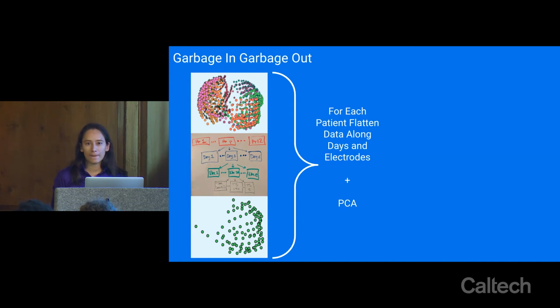Anybody else? Does the question setup make sense? Do you guys understand that I have this tensor, I'm flattening it, and then that flattened tensor is going into principal components analysis? Does that make sense to everyone? Yeah? Okay.